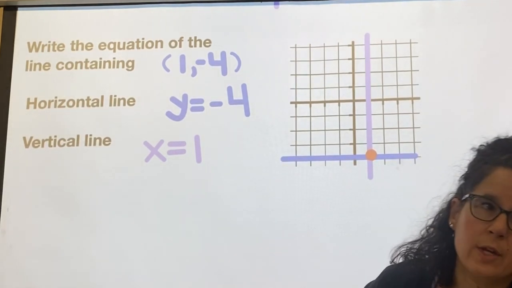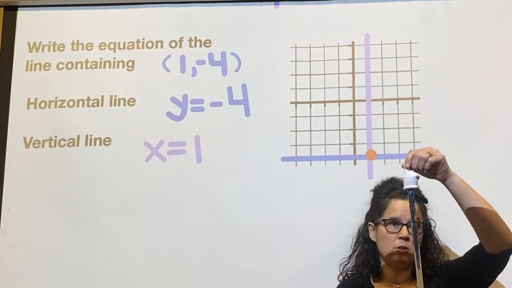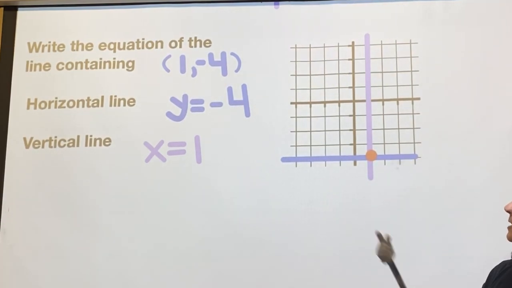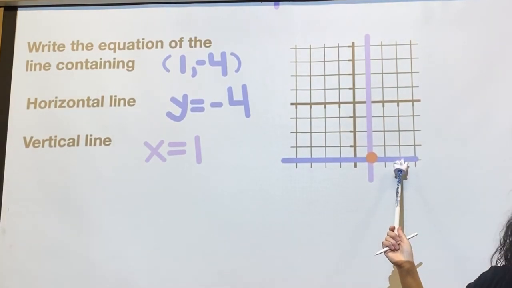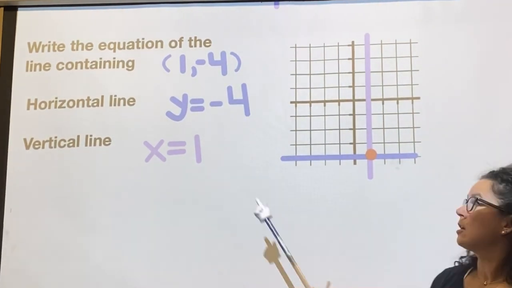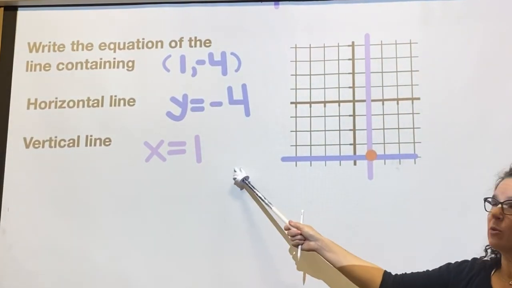Okay, so really quick again, reminder, this way's horizontal, this way's vertical. One quick way to decide the equation is this blue one is slicing through the y-axis, so it's a y equals. This purple one is slicing through the x-axis, so it's an x equals.